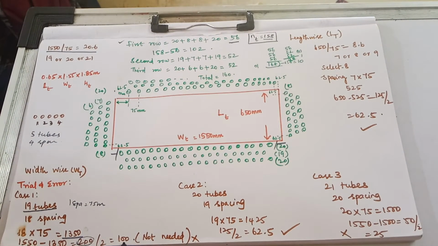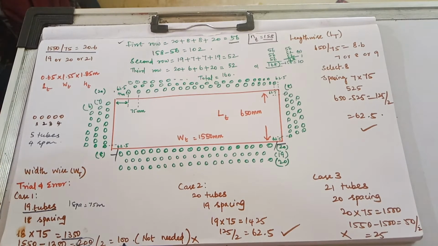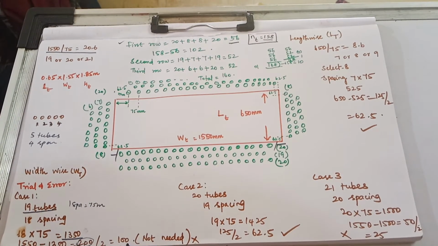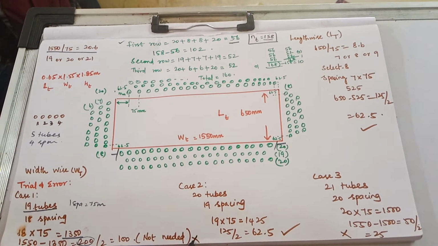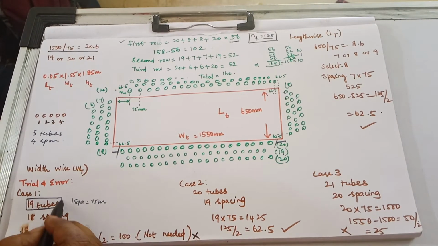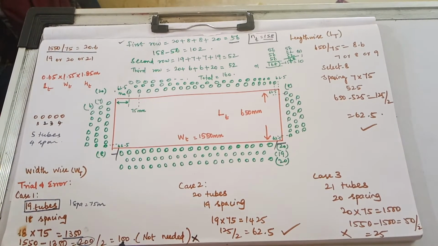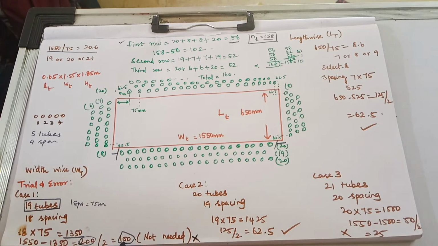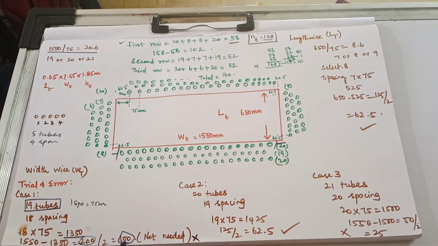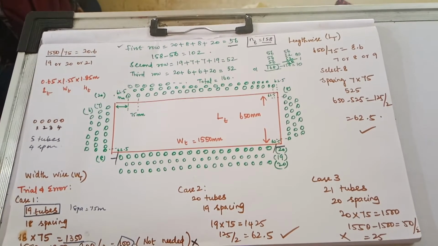So 100 is a maximum value. It is not necessary to give 100, so it is not a proper thing. No need to select 19 tubes, because still we can reduce this distance. This distance is high, the spacing is high. Still we are able to reduce this.